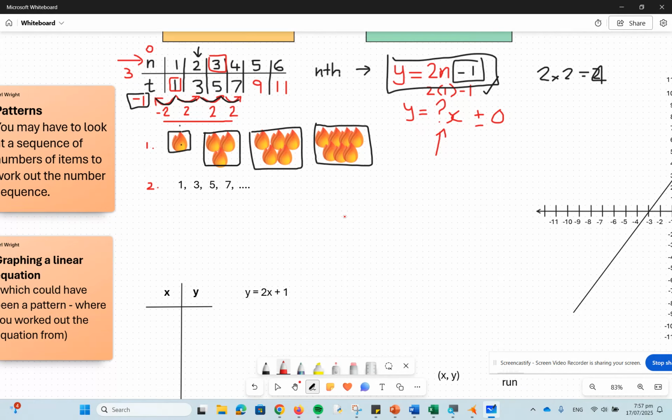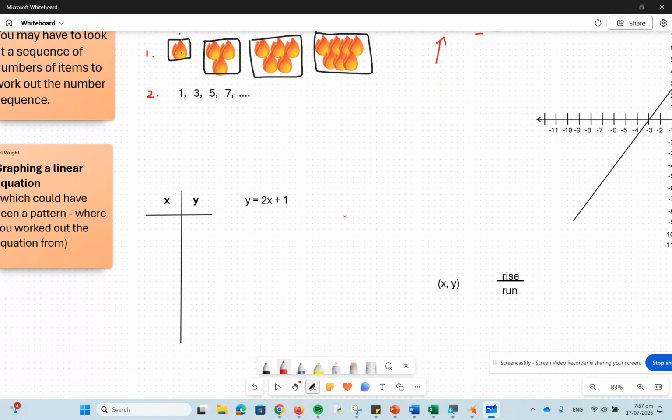Okay, either one of them will work. I'm not 100% sure if I did a good job.